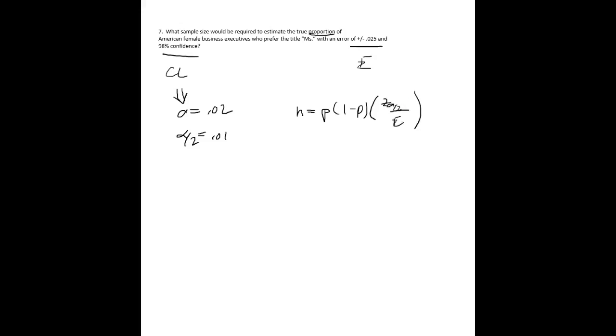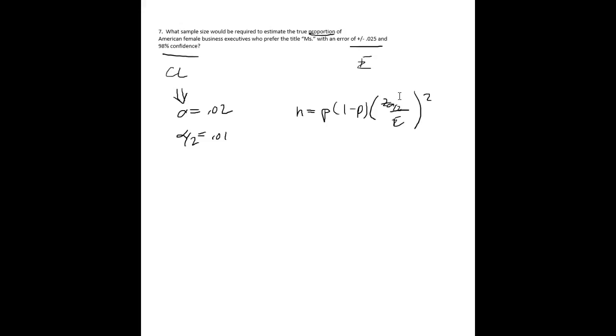What sample size would be required to estimate the true proportion of American female business executives who prefer the title Miss with an error rate of 0.025, so that's our E, and 98% confidence, so the confidence level implies an alpha level of 0.02, which implies an alpha half level of 0.01. It's talking about a true proportion, so we can use our proportion formula: P times 1 minus P times Z alpha half over E, whole thing squared.